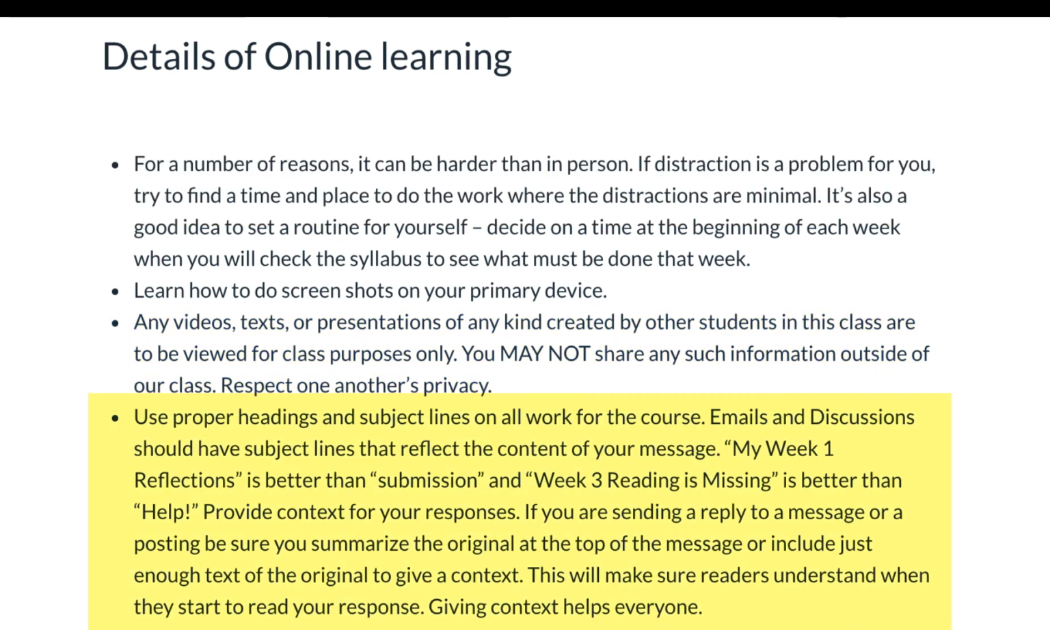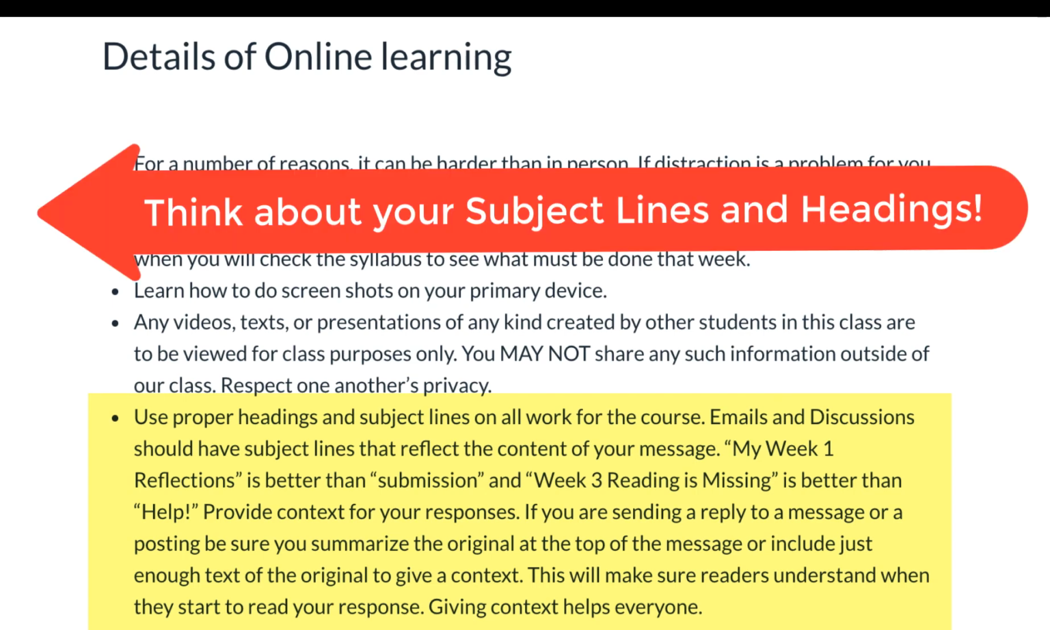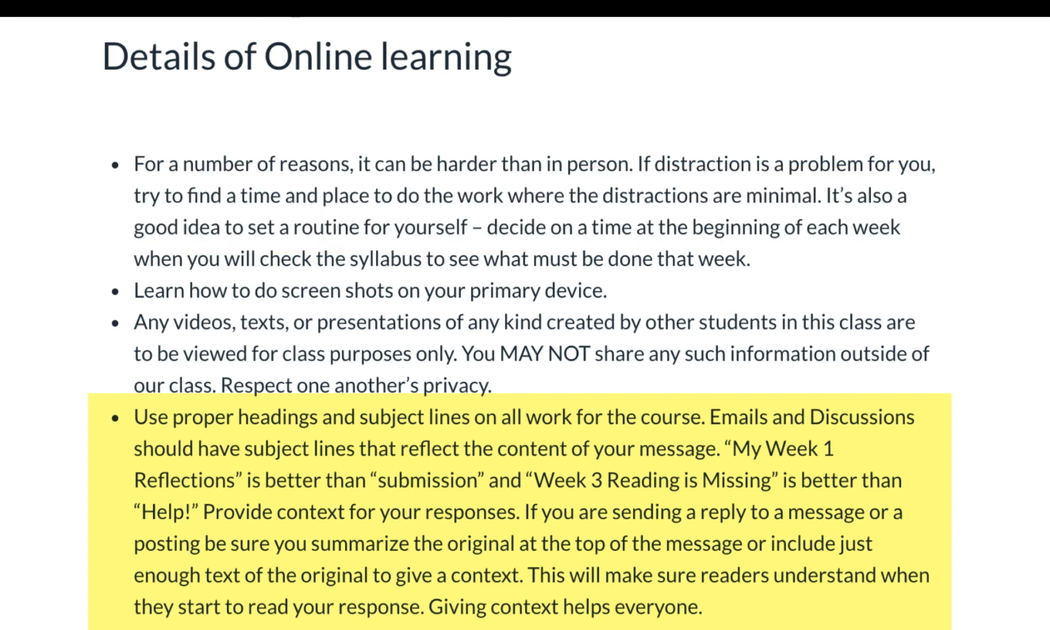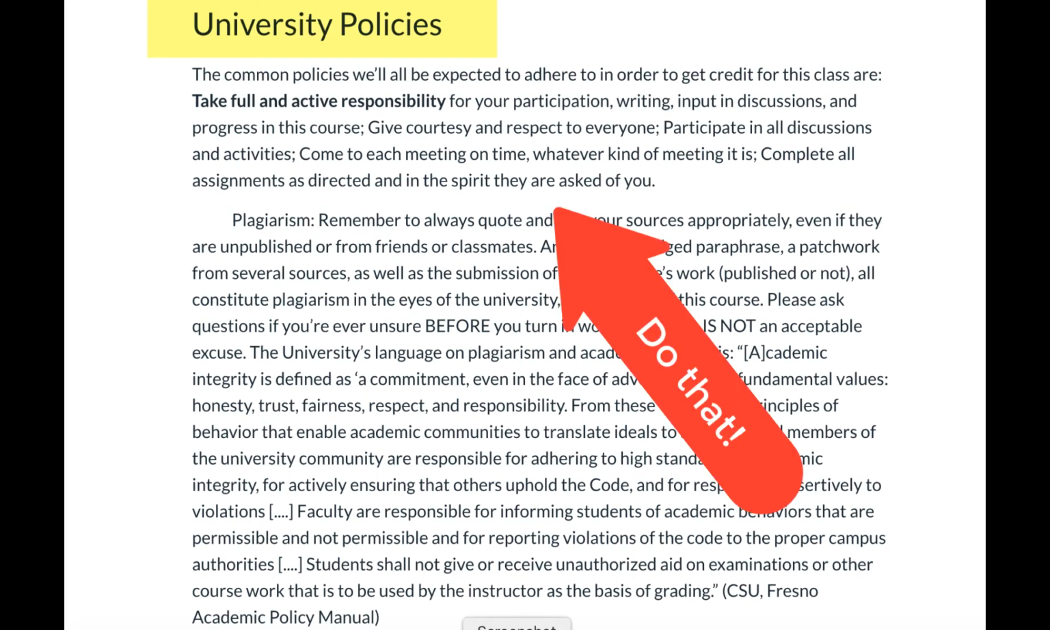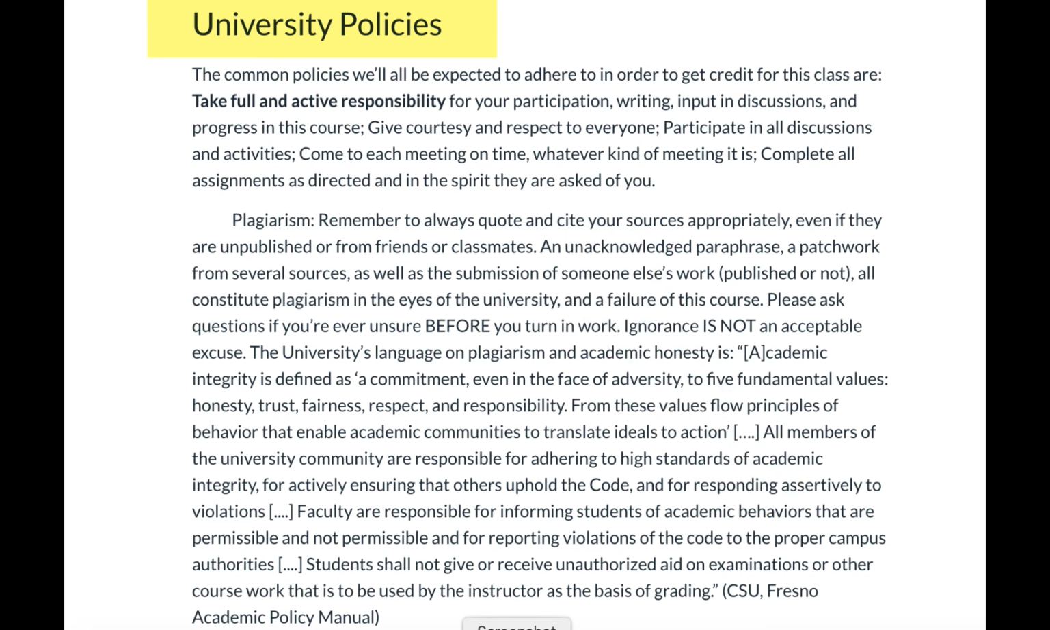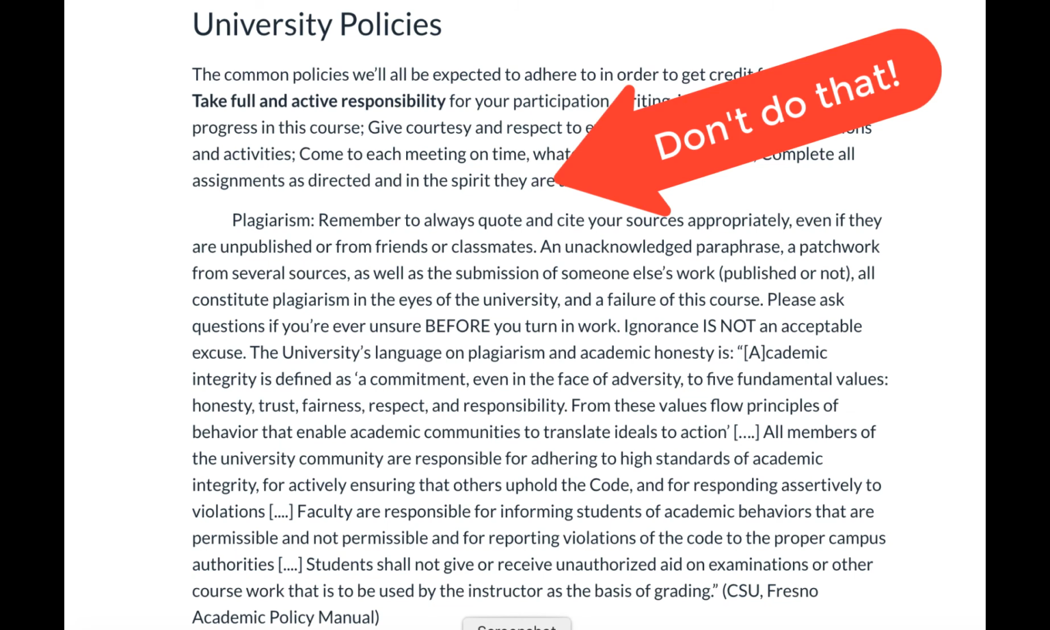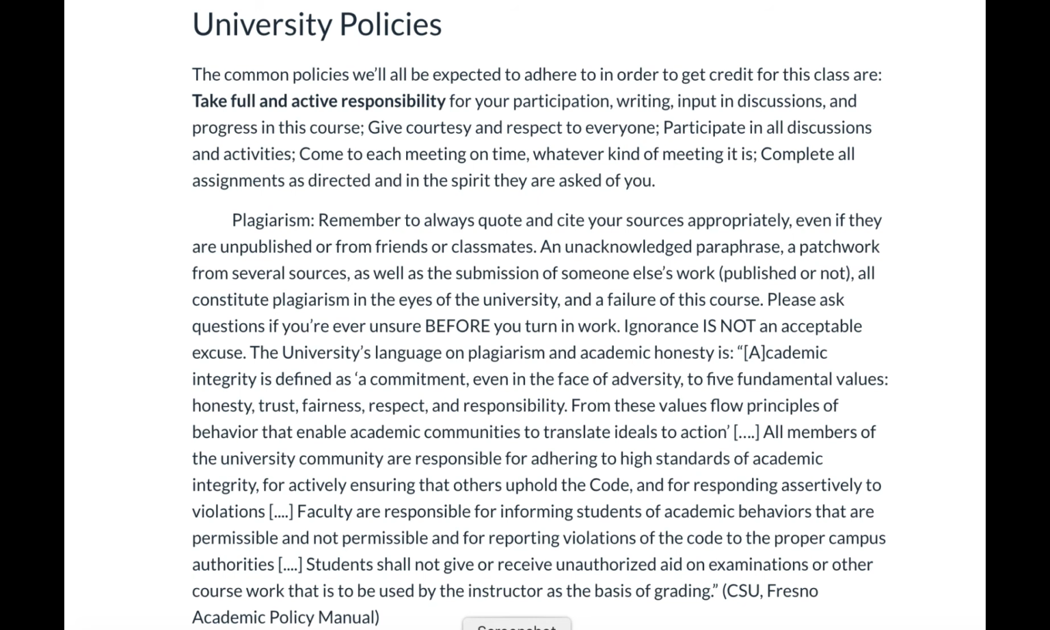Also, a note on emails and discussions, use proper headings and subject lines. Instead of saying submission or help, be specific. Week 1, week 3, or give the name of a particular assignment. Context helps everyone. Next thing in the syllabus, university policies. The work of the class is your responsibility. Do that. Plagiarism, that's a don't do. Okay? There are links here to a number of different university policies if you have questions about any of those things.